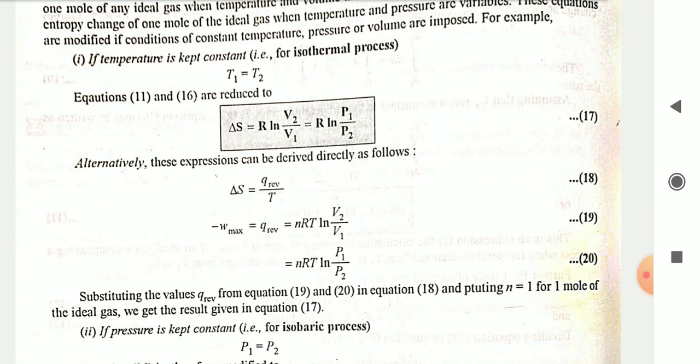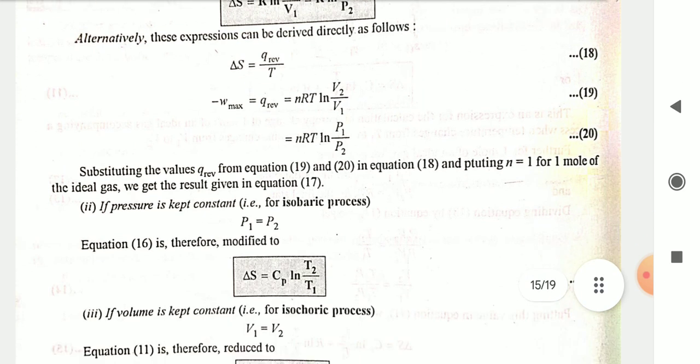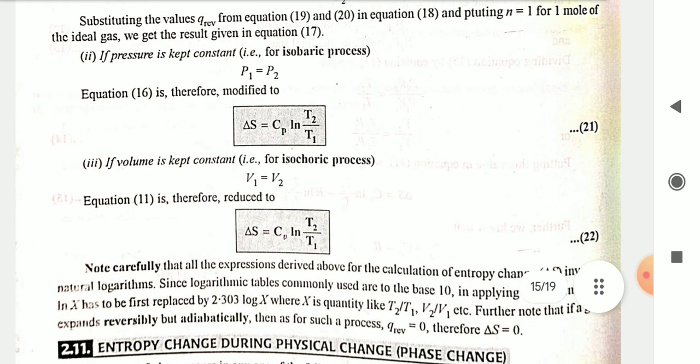Second, if the pressure is kept constant for an isobaric process, equation 16 can be modified to delta S is equal to Cp ln T2 upon T1. Third, if volume is kept constant for an isochoric process, V1 is equal to V2. Equation 11 will be reduced to delta S is equal to Cv ln T2 upon T1.